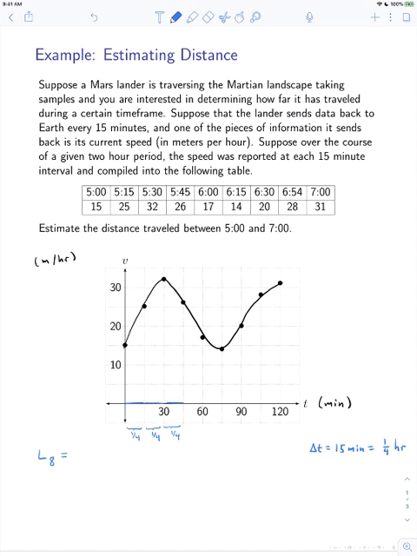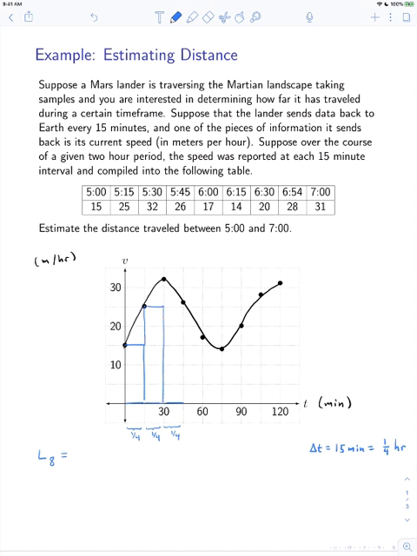Now what about the height? The height is determined by the left endpoint in this case. So for each interval, you construct a rectangle. And the height of the rectangle is determined by the left endpoint. So for the first rectangle, it's going to be height 15. And for the second rectangle, it's going to be height 25, like so.